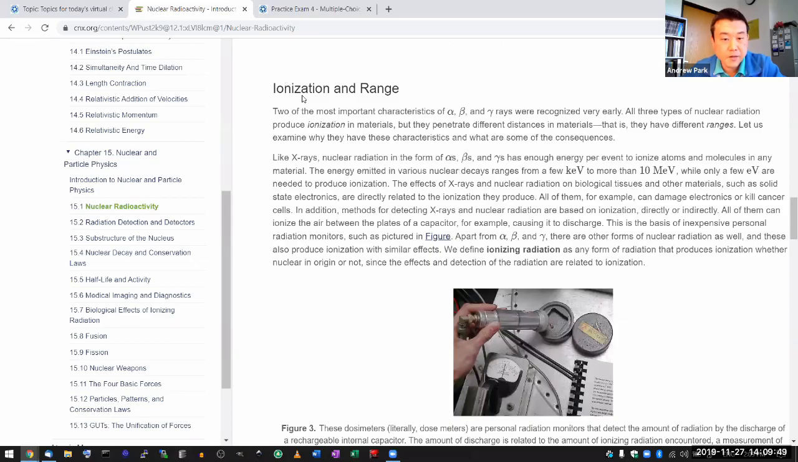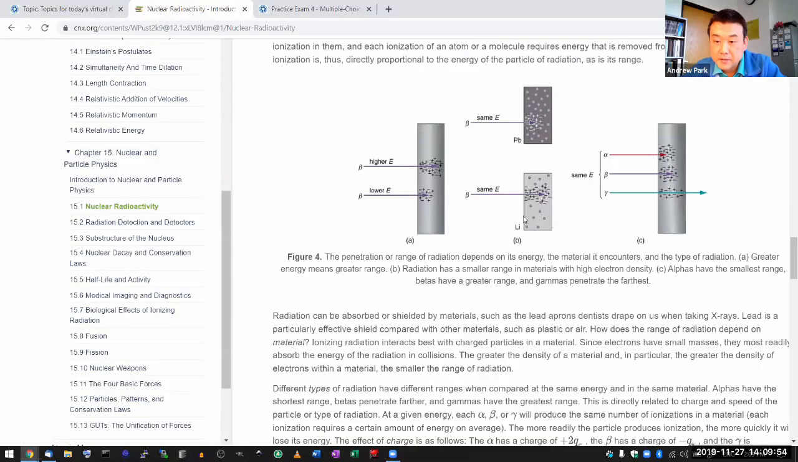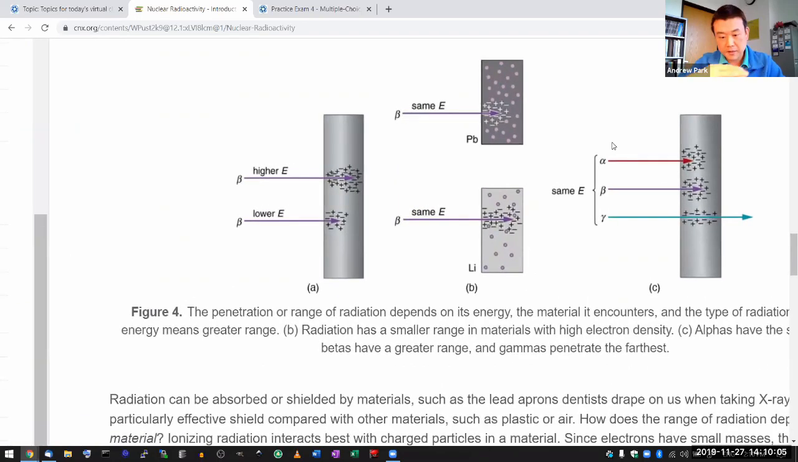Ionization and range, this section goes over what I was just talking about. The gist of it is alpha radiation has the least penetrating power. It gets stopped by even air. It will get stopped by the layer of dead skin cells. So usually alpha radiation isn't too dangerous as long as it's outside your body. But if you somehow accidentally ingest an alpha source, which could happen if you're not careful, then it can be even more dangerous than other types of radiation because alpha radiation is guaranteed to cause ionization within your body once it's in there.